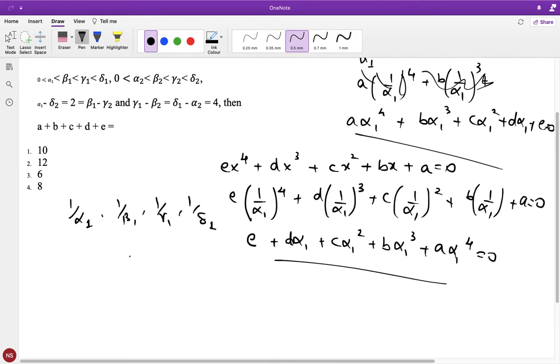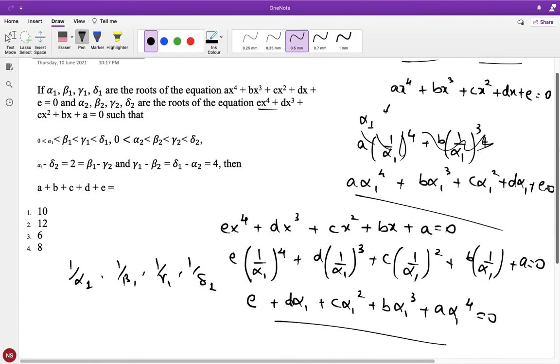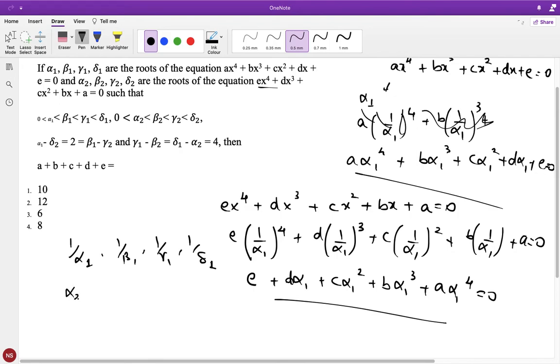Right? So if the roots of the first equation are given to us as alpha 1, beta 1, gamma 1, delta 1, then for this equation the roots will be this. But in the given problem, the roots are given to us as alpha 2, beta 2, gamma 2 and delta 2. So now I need to know if alpha 2 is equal to 1 by alpha 1, or 1 by beta 1, or 1 by gamma 1, or 1 by delta 1. So we have to map these roots. Reciprocal of which root is which root, we don't know yet.